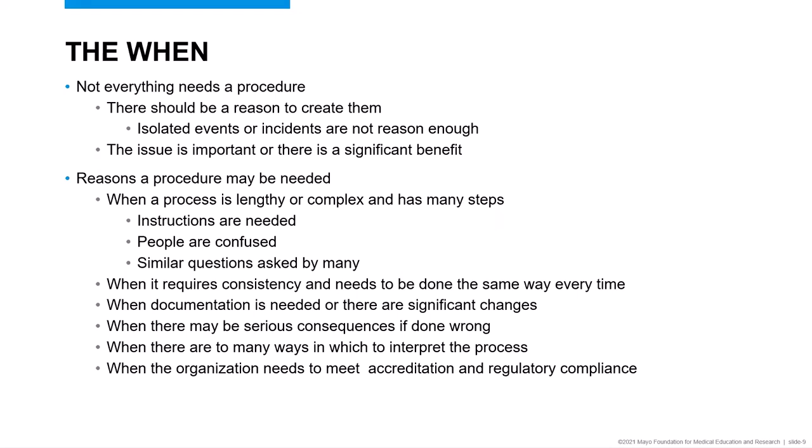If documentation is needed or there are significant changes, so if you have like a work unit document or guideline, but there needs to be better documentation, then you would need to write a procedure. Is there serious consequences if it's done wrong? If there is a serious consequence that could occur from the process that's being completed, but there's no procedure, that increases the risk of a serious consequence, thereby a procedure should be created to reduce that risk of serious consequence, because then it would be completed right every single time.